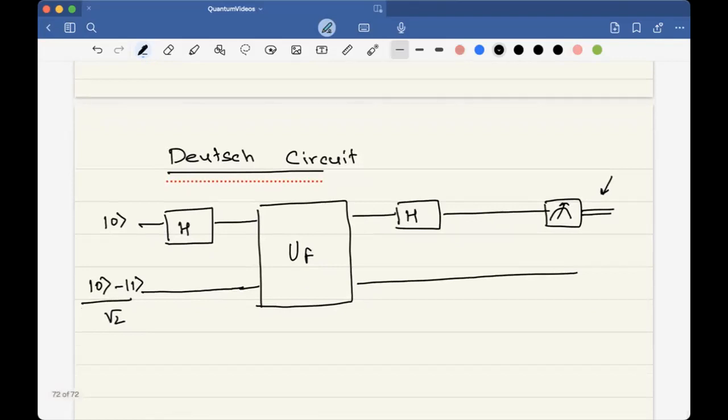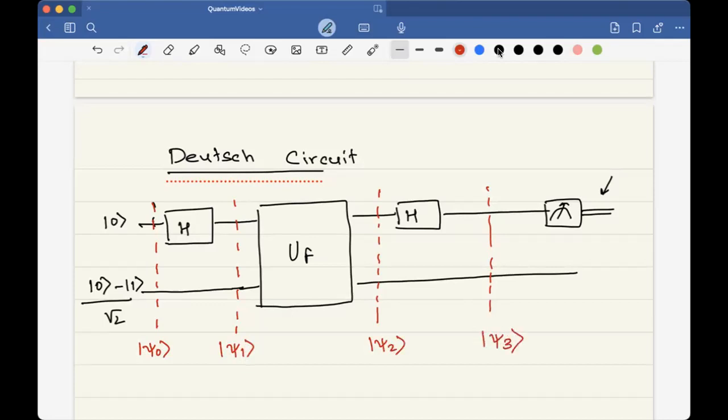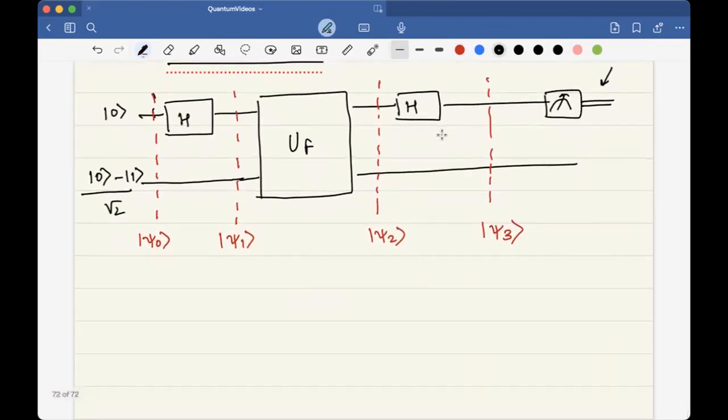Let's look at various time points. We are going to analyze the circuit at various points, and let me call these psi 0, psi 1, psi 2, and psi 3. Okay, so it's clear that psi 0 is just ket 0 tensor ket 0 minus ket 1 over square root of 2.